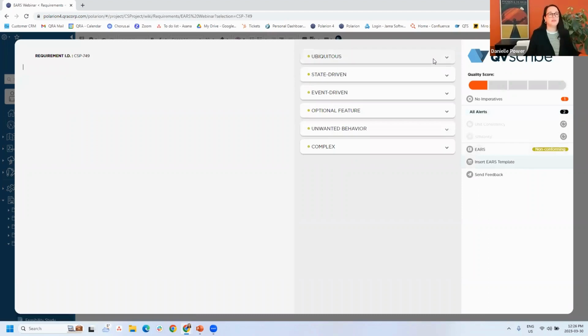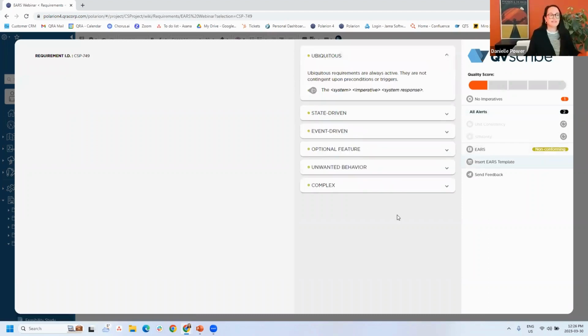First, we're going to do ubiquitous. So ubiquitous, as Justin went through, is a requirement that is always active. So we're not contingent on any optional feature, any preconditions, any triggers. So it is always active, and this is the template that we would use. So with this context, I wanted to write a requirement where the garage door opener always displays the status. So I want to know if the garage door opener is active and on or inactive and off.